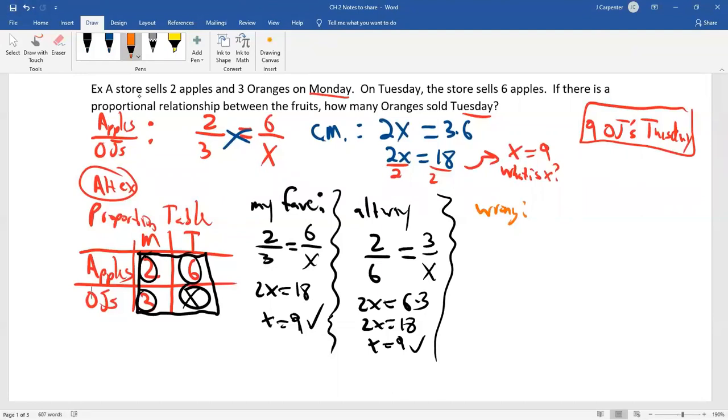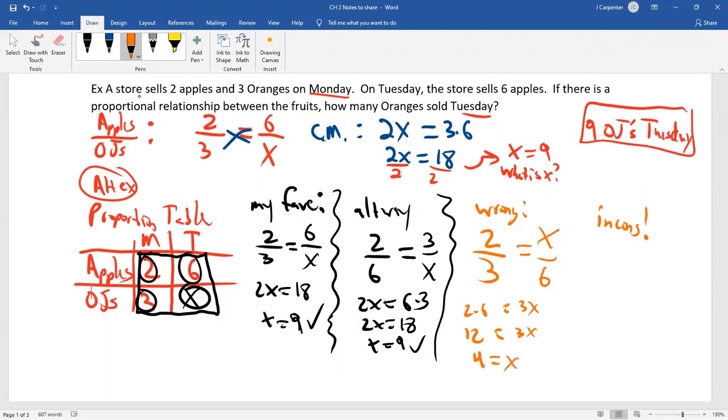Because again, consistency is the key. Going left to right, going left to right, top over bottom, or right over left, however you wish to do it. Doing this wrong way is maybe, all right, I'm going to go apples over oranges for the 2 over 3. I go top left over bottom left. But then on the other day, I flip it. I go x over 6. So I went top over bottom on the left and bottom over top on the right. That's inconsistent. So what you'd end up with is 2 times 6 is 12, and 3x. Dividing both sides by 3, you get 4 equals x.